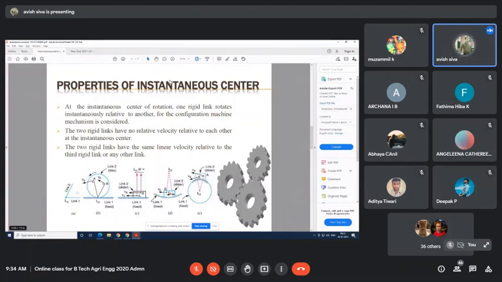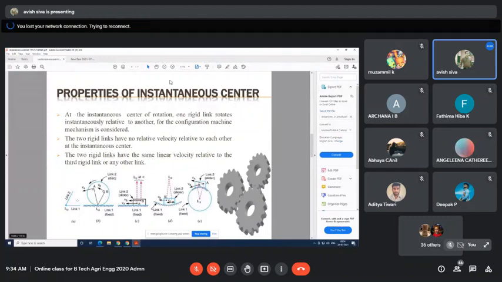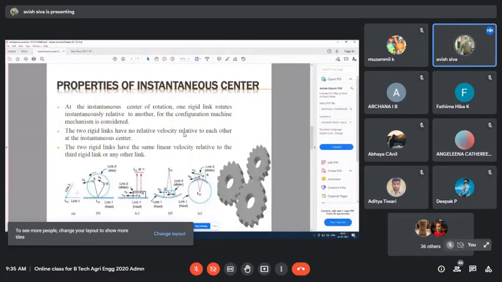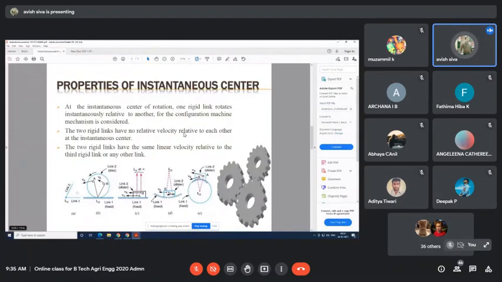Then look at figure B. In figure B, two links have a pure rolling contact. Instantaneous center lies on the point of contact.